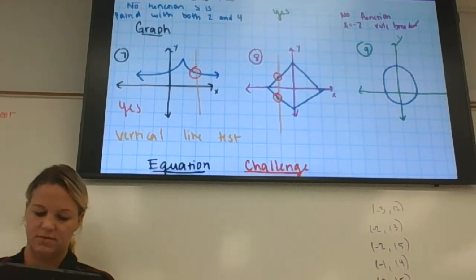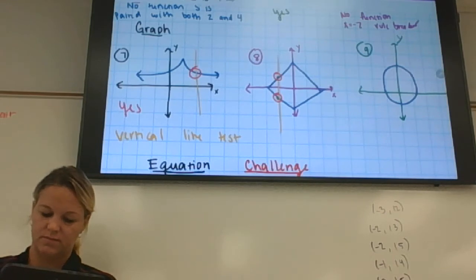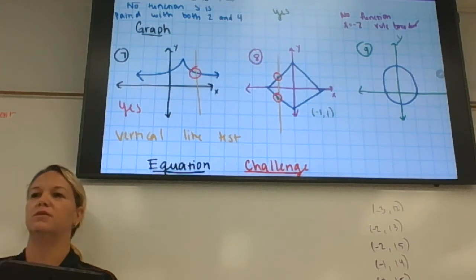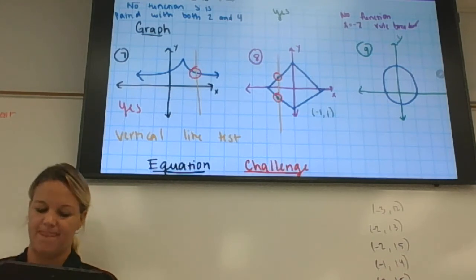Okay, so the one on the top is -1, 1. Let's pretend that one's a little bit lower. Let's pretend it's symmetrical. The other one is -1, -1.